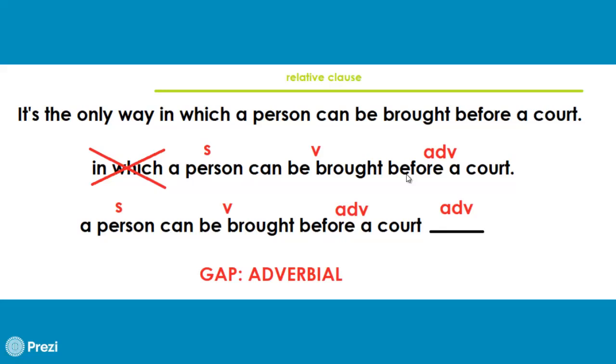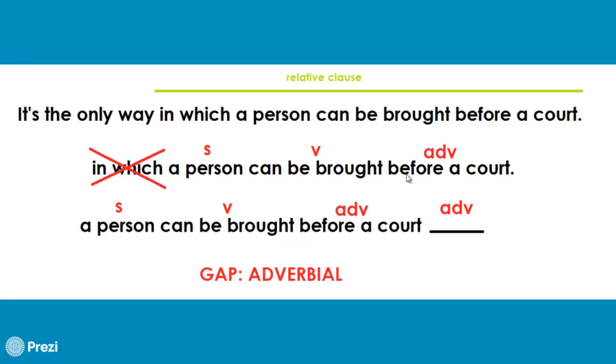So in this case, the missing element is still the word way, which is a noun, but which has an adverbial reference. A person can be brought before a court this way or in this way. In this example, the gap is the one of an adverbial. This adverbial can be removed from the clause without altering the meaning of the major clause.